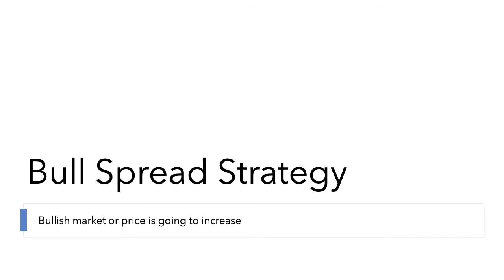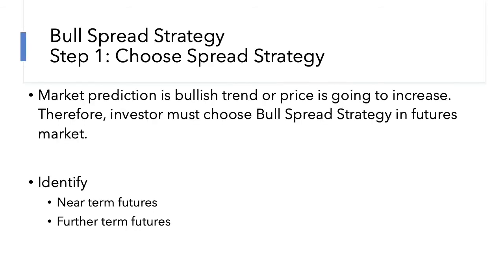Let's move to the bull spread strategy. Bull spread strategy you use when you expect a bullish market or price is going to increase. Step number 1, for bull spread strategy, you need to choose your spread strategy. If you expect a bullish trend or price is going to increase, then you use bull spread strategy. Then you need to identify what is your near-term futures, what is your further-term futures.